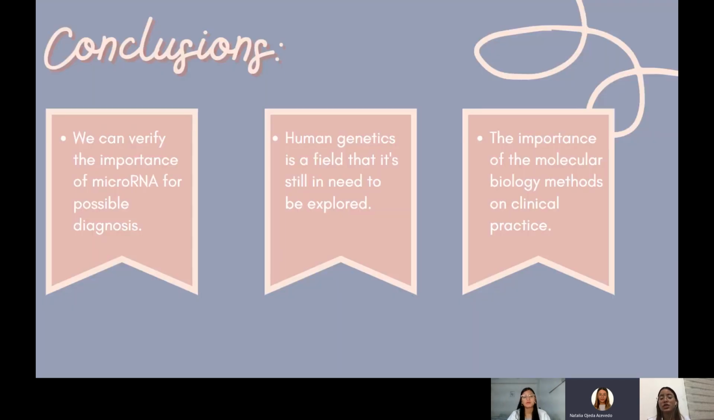Now moving on to the conclusions, we can verify the importance of microRNA in providing a differential diagnosis between patients with myocarditis and healthy patients, or patients with acute myocardial infarction or other cardiovascular pathology. Then it makes clear that human genetics is a field in which there is still much to be explored, but that progress is being made every day to find answers to problems by searching and studying the genetic material and information within an organism.